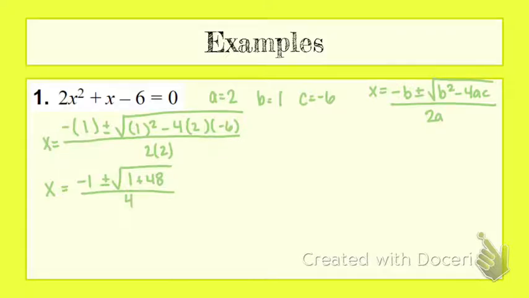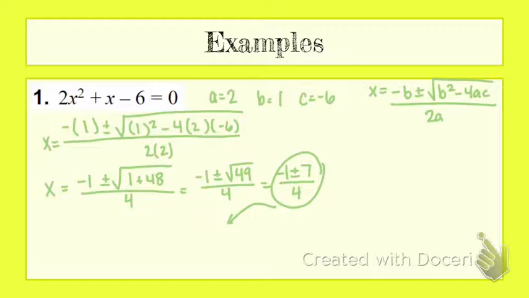Then we simplify what's under the square root. So we have negative 1 plus or minus the square root of 49, all divided by 4. The square root of 49 is 7, so negative 1 plus or minus 7, divided by 4. Since we have plus or minus, that means we have 2 values, so we split this into 2 scenarios. The first one is negative 1 plus 7 over 4, and the second one is negative 1 minus 7 over 4.